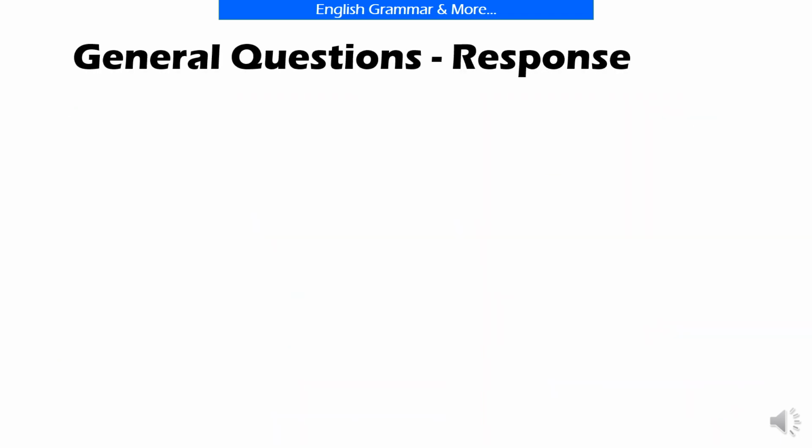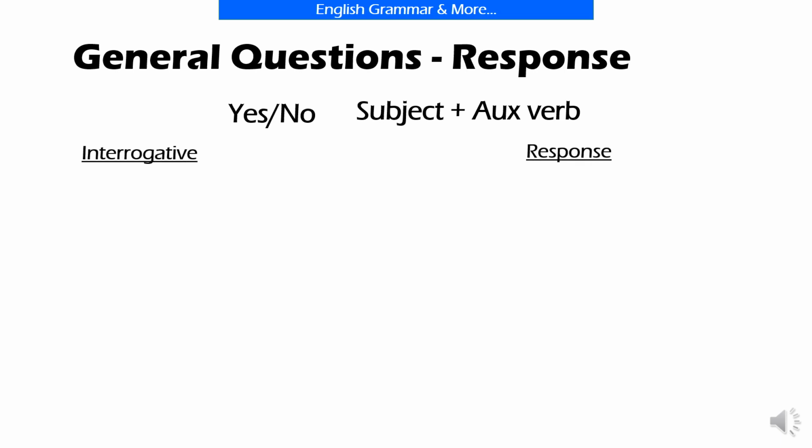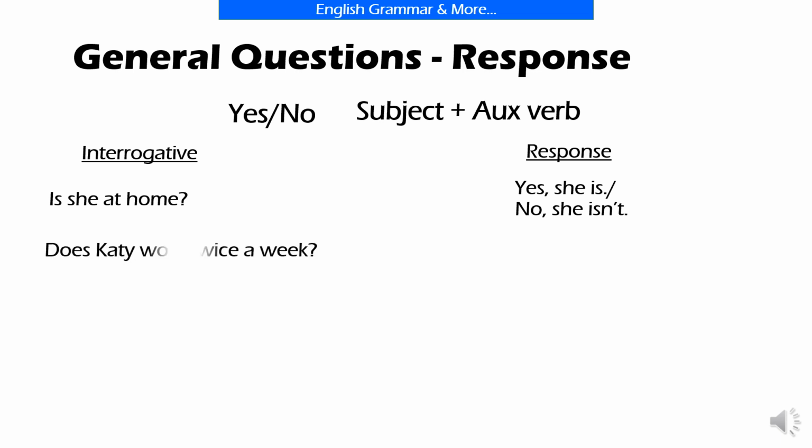On this slide, let's see how we typically respond to general questions. In the short form, we can either say yes or no. If we want to give a full answer, however, after saying yes or no, we can add the subject and auxiliary verb. For example, is she at home? Yes, she is. No, she isn't.